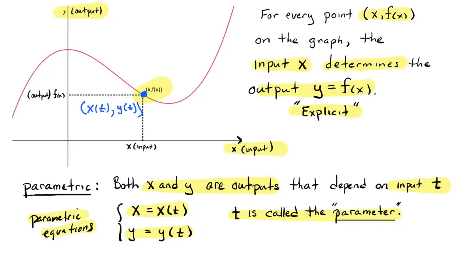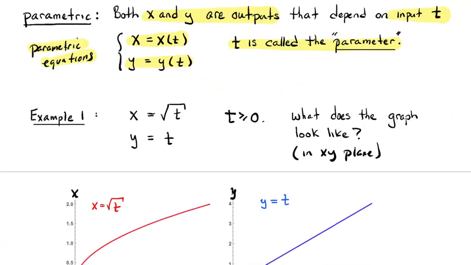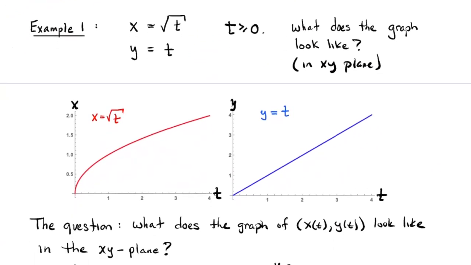All right, let's check it out in an example. It's a little bit abstract. So here I've got a couple of parametric equations. My first function, x of t, is the square root of t. y of t is just t. Okay, so those are my two parametric equations.